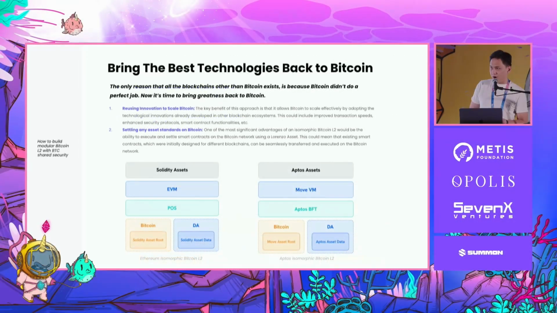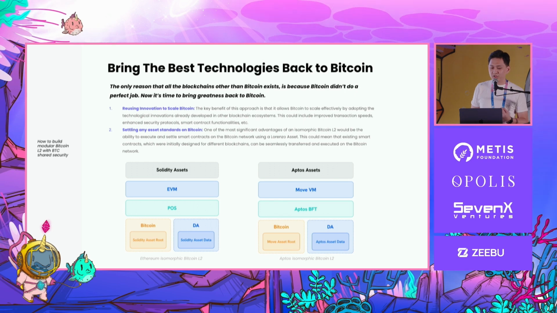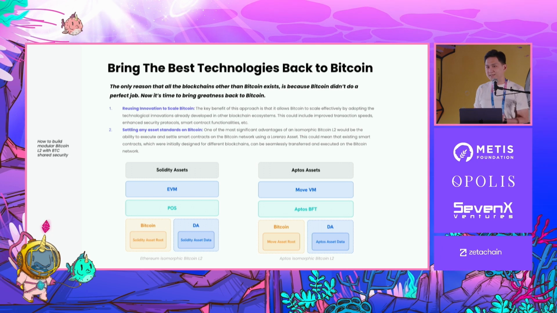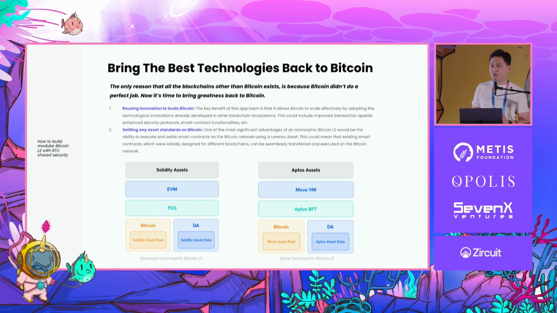So what's the big perk with all of these modular setups and all these different asset standards being introduced in the Bitcoin ecosystem? I would say the only reason we have all these different good blockchains today is because Bitcoin didn't do a perfect job in the first place. It does not support a Turing complete execution environment. It's not fast enough. It has all these problems, so we need all these different blockchains today to make the world better. But it's time for us to bring all these great technologies back into the Bitcoin ecosystem.